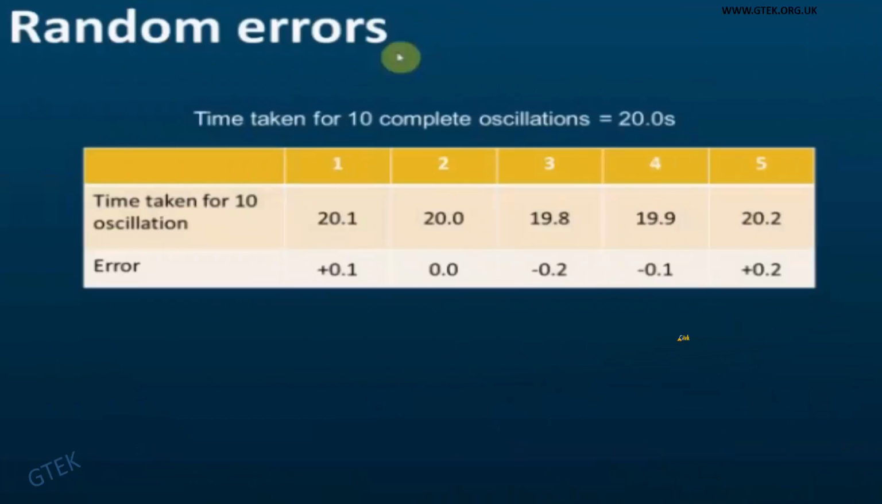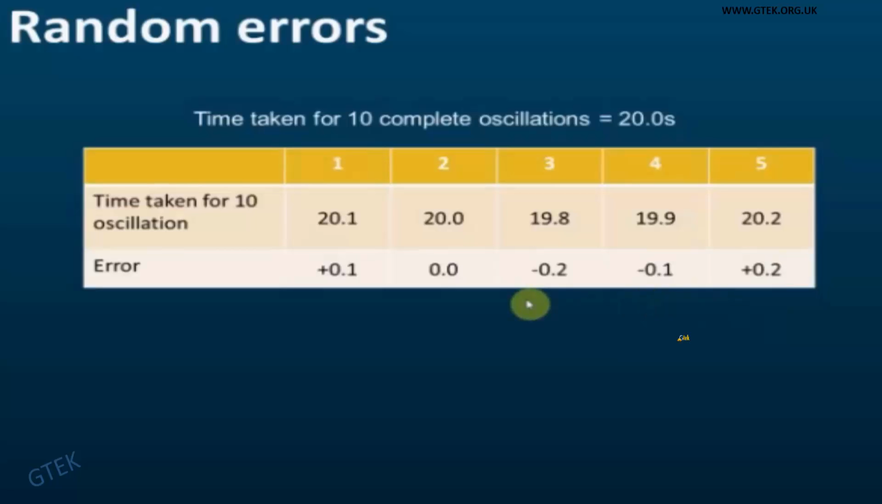Now let's discuss even more about random errors. You can see the time taken for 10 complete oscillations, that is 20.0 seconds. You can see the time taken with an error notification over here. For 20.1 it's plus 0.1. Similarly for 2, 3, 4, 5 oscillations we have the errors of 0.0, minus 0.2, minus 0.1 and plus 0.2. These are considered to be the random errors.